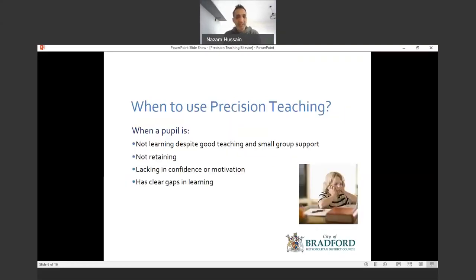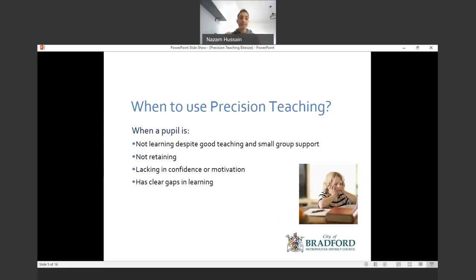So when do you actually decide to use precision teaching? It's usually when learning progress is not happening despite good teaching and some additional group support. There's something that's stopping that child making progress. There's a pre-skill that hasn't developed to a sufficient level that allows further skills or further bits of knowledge to be built up.